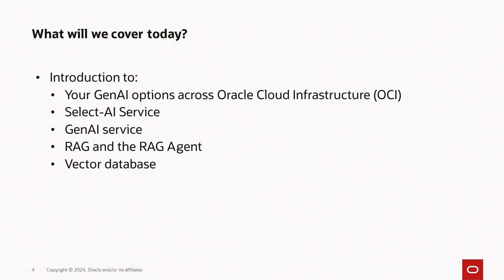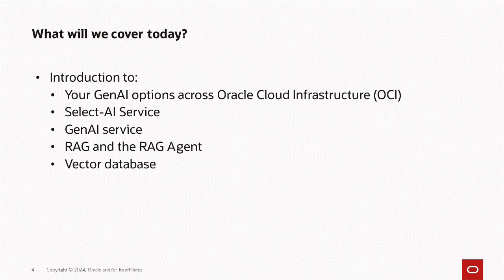Thank you, Brian. So today, Brian and I are going to walk you through your GenAI options across Oracle Cloud Infrastructure, OCI, also known as Oracle Cloud. Then we're going to dive into selected services. So I will speak about Select AI, which exists in the Oracle Autonomous Database. It allows you, the user, to auto-generate Oracle SQL from a submitted natural language request.